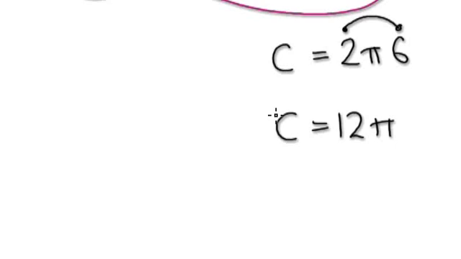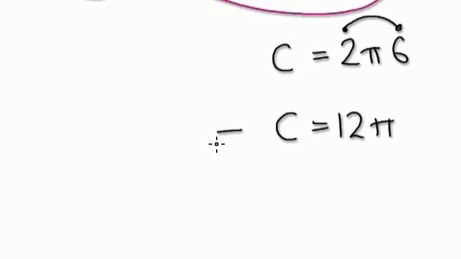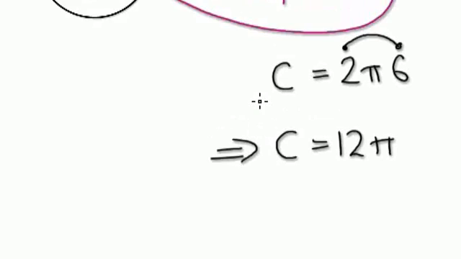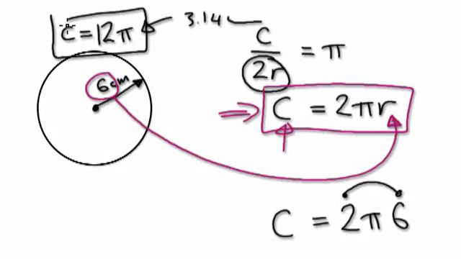If you really want to know, you can just punch in 12 times pi, and it equals a long decimal. But you can just leave it as this. Okay, so here the circumference is 12 pi. We all know that pi is 3.141 and so on. So leave it as this, 12 pi.